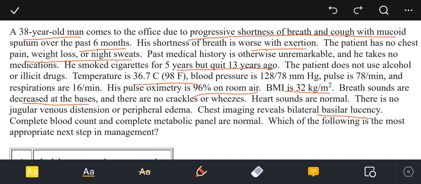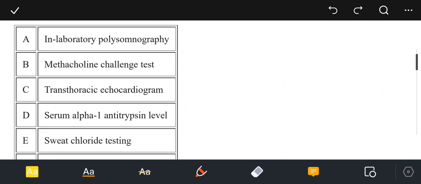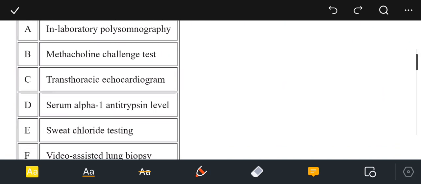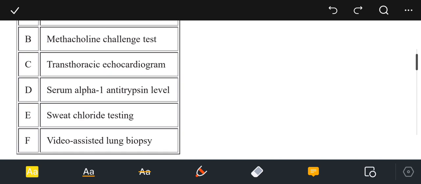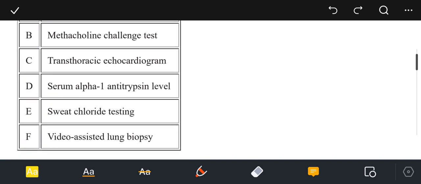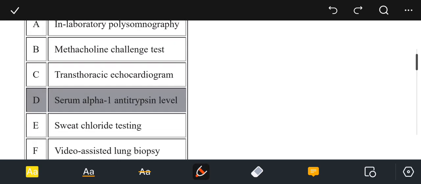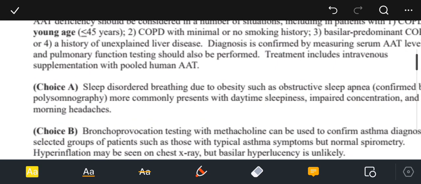Which of the following is the most appropriate next step in the management? Option A: in lab polysomnography. B: methacholine challenge test, C: transthoracic echocardiogram, D: serum alpha 1 antitrypsin levels, E: sweat chloride testing, or F: video assisted lung biopsy. And the answer of choice is option D, that is serum alpha 1 antitrypsin level.